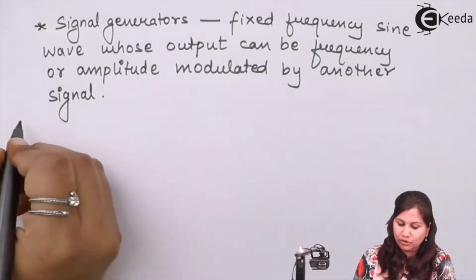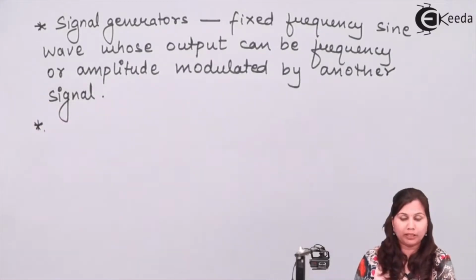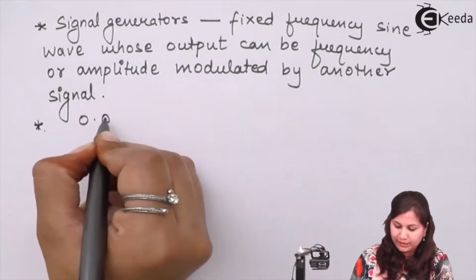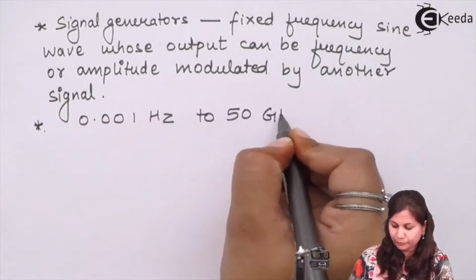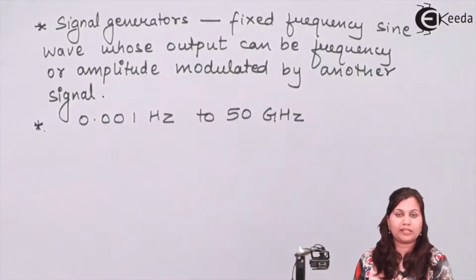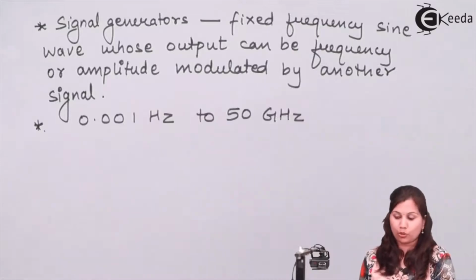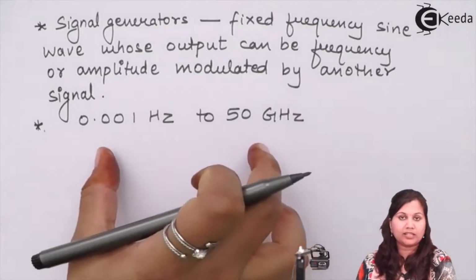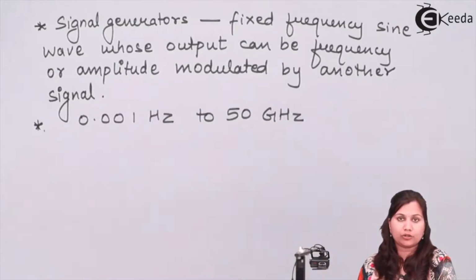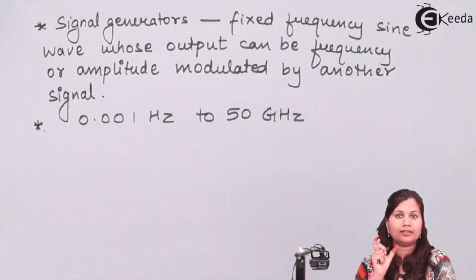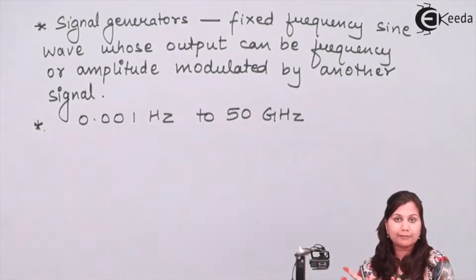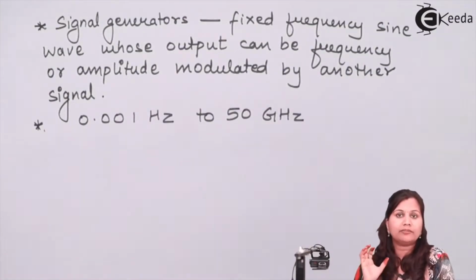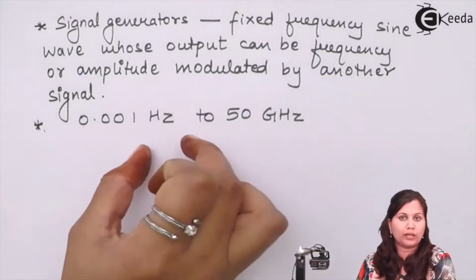Now the frequency range over which this instrument works is about 0.001 hertz to 50 gigahertz. So this instrument can be used over such a wide frequency range, but the same frequency range cannot be covered by a single instrument. A single signal generator may use a smaller frequency range, not this complete range, but the various types of signal generators cover the frequency range from 0.001 hertz to 50 gigahertz.